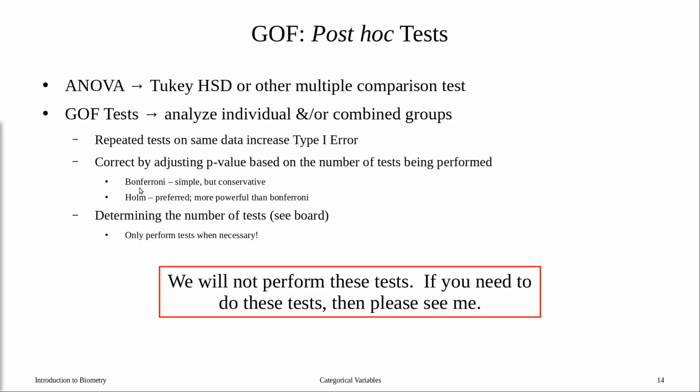We can use Bonferroni, which is simple but conservative, or we can use Holm, which is my preferred method, and it's a little bit more powerful than Bonferroni. What's important, though, is that these adjustments are based on how many comparisons we make. If we have a lot of different comparisons, it's going to make it harder for us to actually detect where the differences are. So when we do these post hoc tests, what we really try to do is minimize how many comparisons we're going to make.